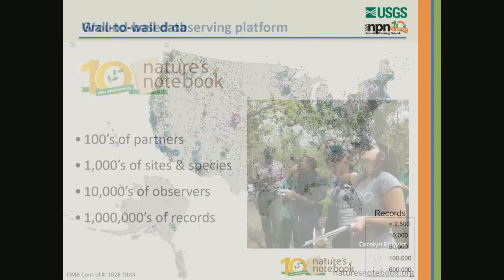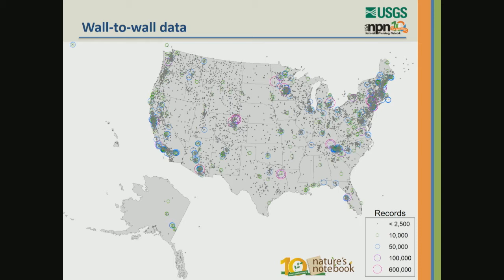So what does it look like then? We have wall-to-wall data. It was envisioned as a wall-to-wall network supplementing and complementing NEON and beyond. And so we have observations going back to about 1958 all across the nation, used for a variety of different purposes, which I'll describe in a few minutes.